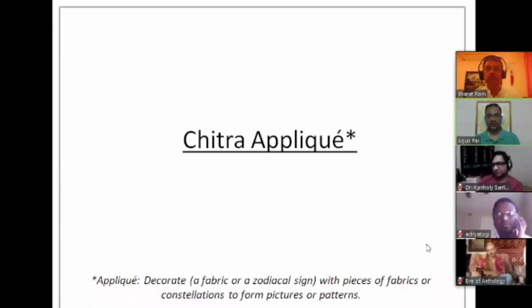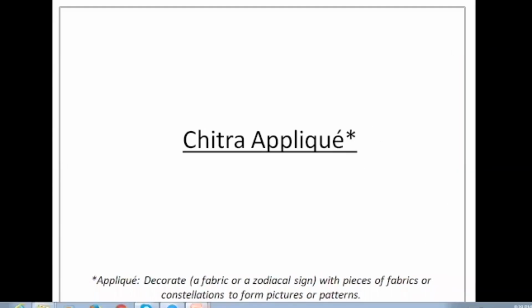Anyway, I think as we go along there will be more discussion on this, and on what the logic is behind 3:30 and 4:30. Maybe Santhip or Aditya or Bharat can also discuss that. So Bharat ji, you can take over from here. Please share your insights on Chitra Nakshatra.